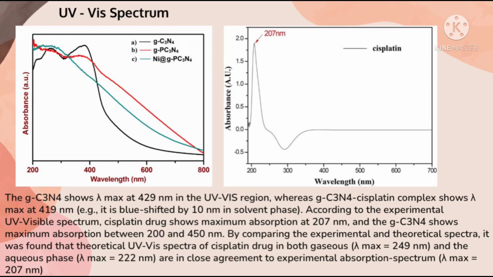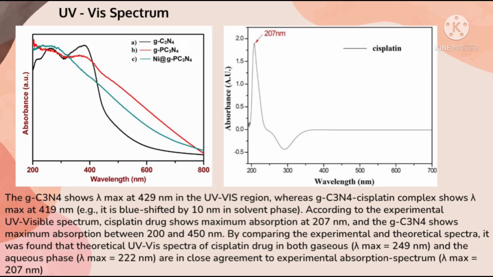So for the UV-Vis spectra of cisplatin, the gas phase shows lambda max at 429 nanometer in the UV-Vis region, whereas the solvent phase cisplatin complex shows lambda maximum at 419 nanometer. It is blue shifted by 10 nanometer in solvent phase. According to the experimental UV-visible spectrum, the cisplatin drug shows maximum absorption at 207 nanometer, and the range shows maximum absorption between 200 and 450 nanometer.